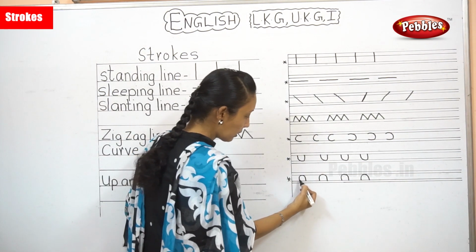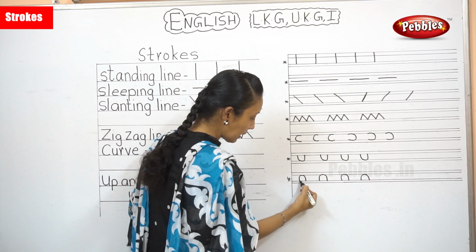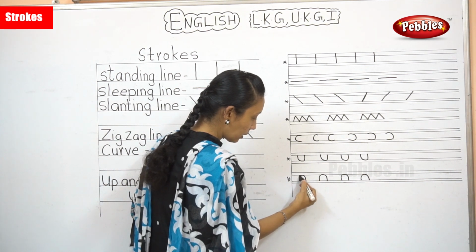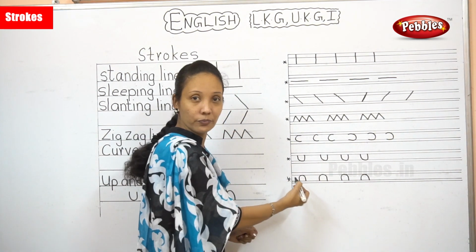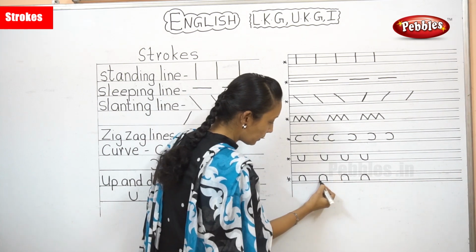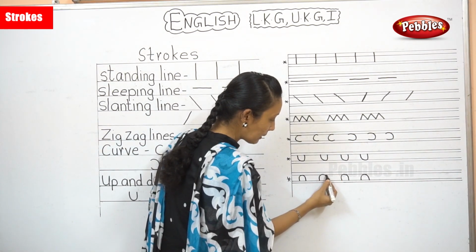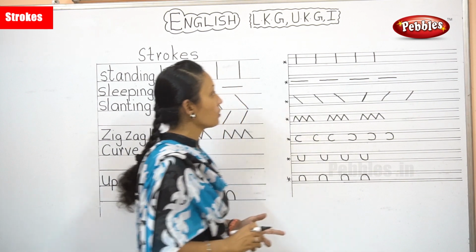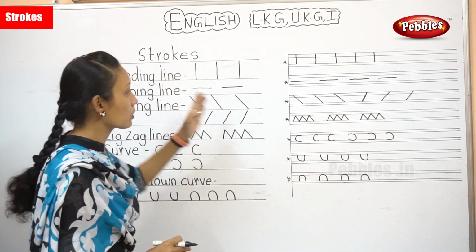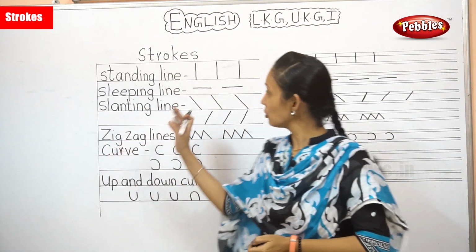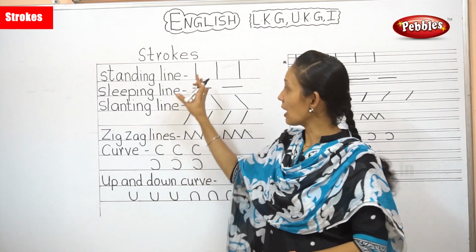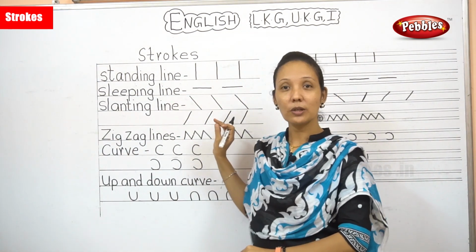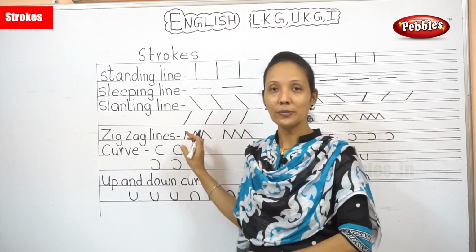Same way the down curve from your third line, you will start from down, go up and then come down. Once again, you will start from third line, go up again and come down. So these are the few strokes, okay, the main strokes that you need to learn, children. Okay, so after we learn the strokes, what we can do? Yes, we can start learning your alphabets.